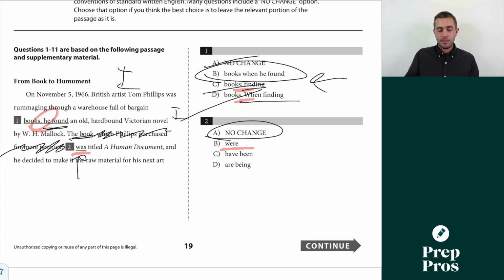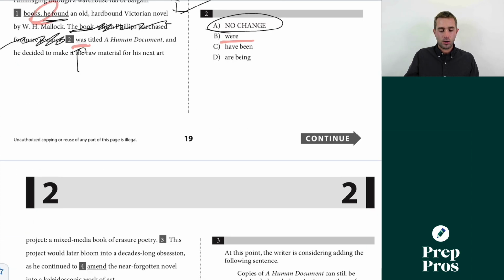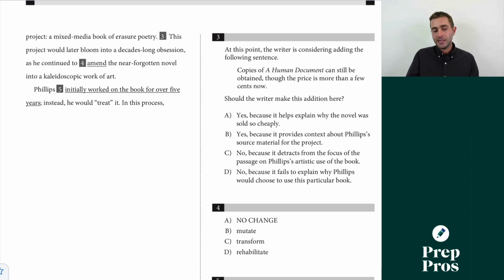And he decided to make the raw material for his next art project a mixed media book of erasure poetry. Now, this is an adding and deleting question, so I'm going to read through the rest of the paragraph so I have plenty of context, because these are about context, they're about relevance, so we want to make sure we're giving ourselves plenty of room as we go through.